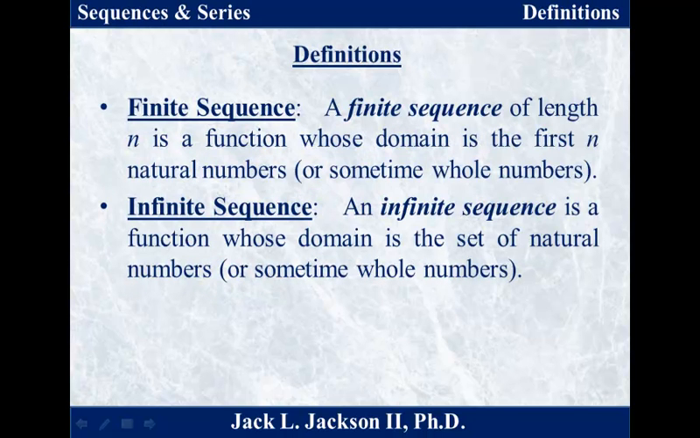So a finite sequence of length n is a function whose domain is the first n natural numbers, or sometimes we'll start with 0, so it'll be the whole numbers. The range can be anything. Sometimes they're also natural numbers, but they could be real numbers, complex numbers, or some kind of something else completely, like shapes. An infinite sequence is a function whose domain is the entire set of natural numbers, or sometimes we'll set it up as the set of whole numbers instead.